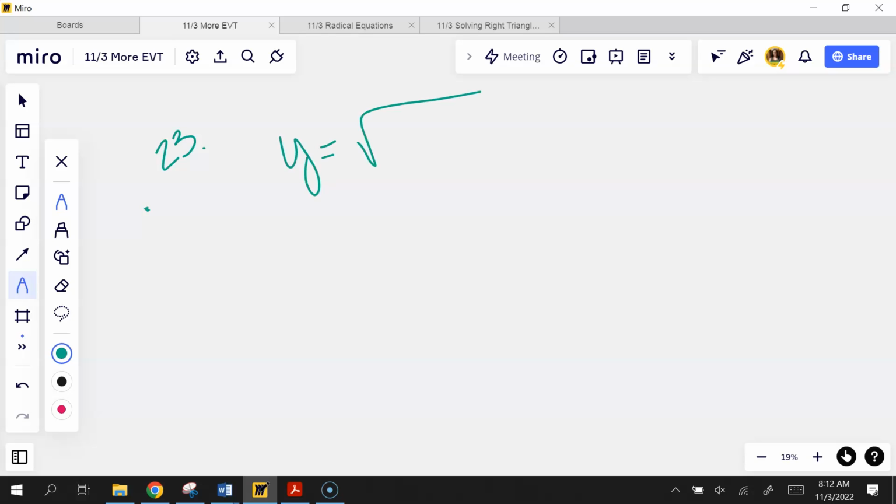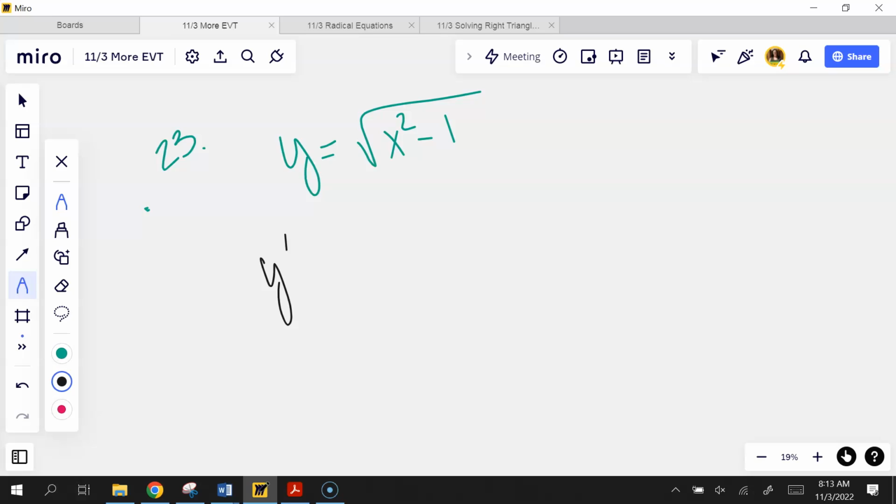Y equals the square root of x squared minus 1. Find the extreme values of the function. All right, so what do we need to do? Find the derivative. Is my domain restricted here at all?